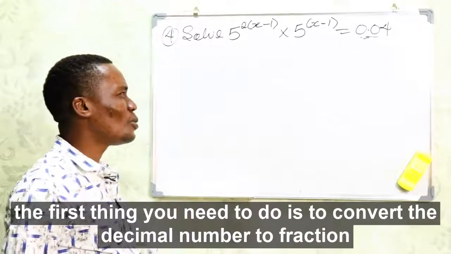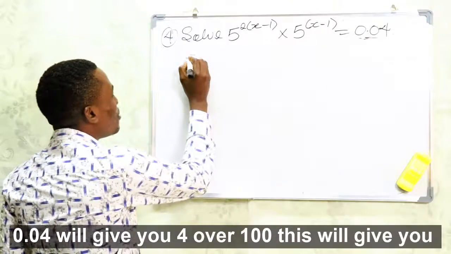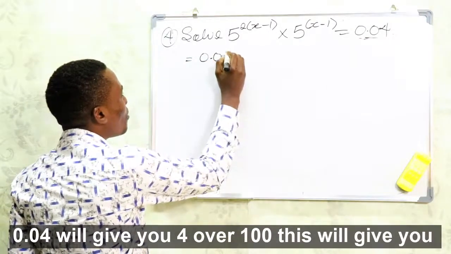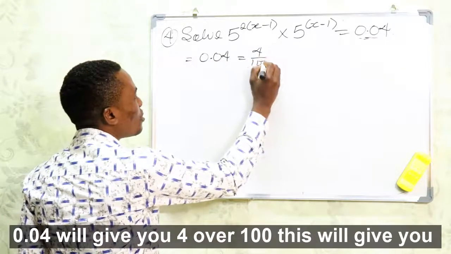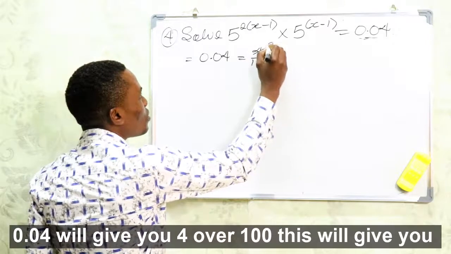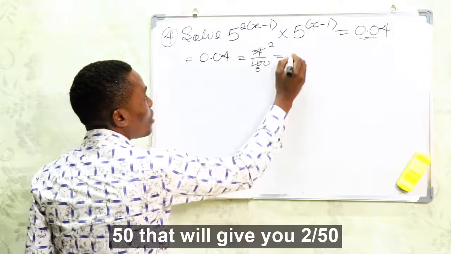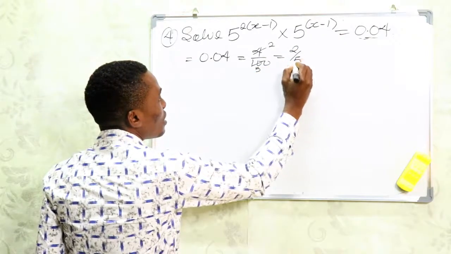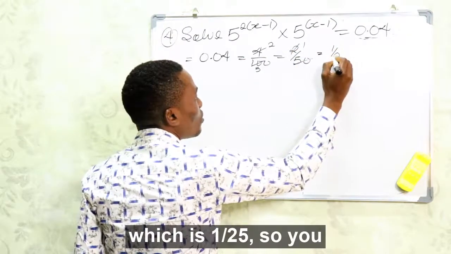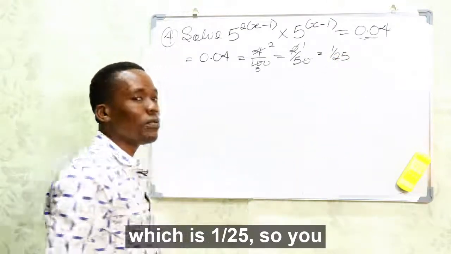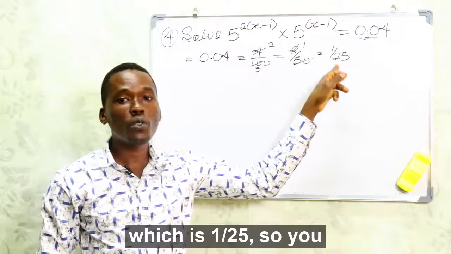So the first thing you need to do is to convert your decimal number to a fraction. Now, let's look at that. You have 0.04. This is 2 decimal places, so that will give you 4 over 100. 2 here will give you 2, and 2 here will give you 50. So that will give you 2 over 50. 2 here will give you 1, and 2 here will give you 25. So that will give you 1 over 25. So you see, we've converted 0.04 to a fraction, which is 1 over 25.